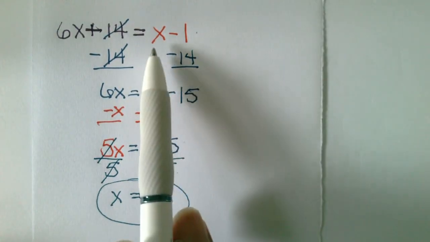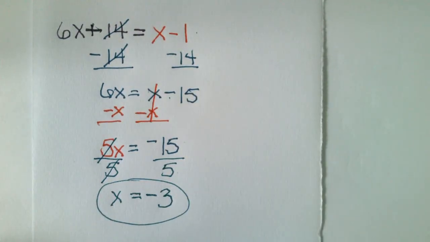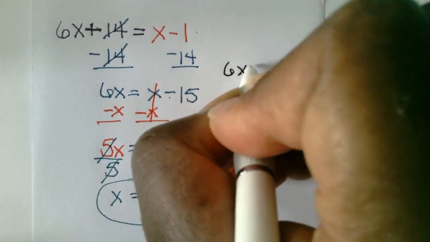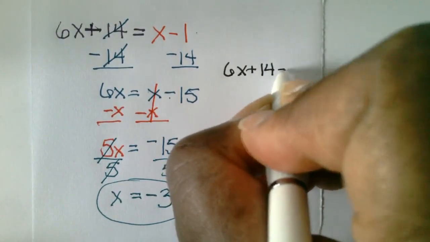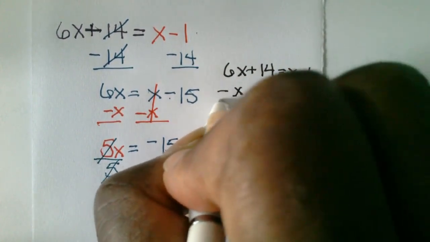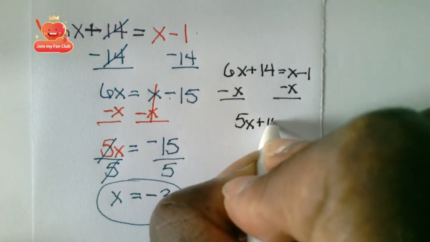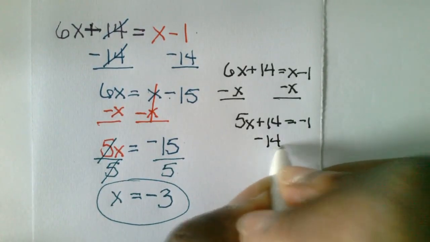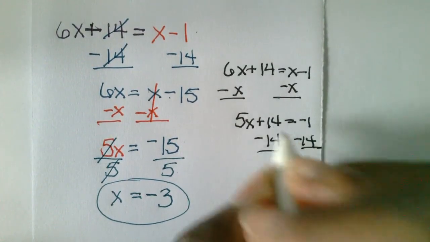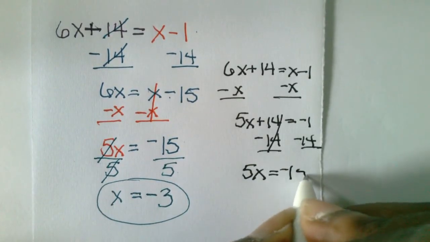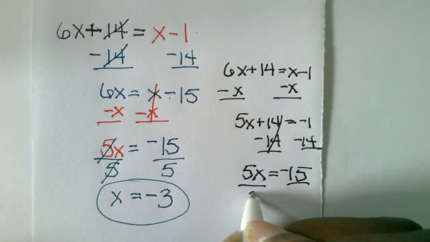Now, if you subtracted the x on both sides, you'll get the same answer. Watch. So if you had 6x plus 14 equals x minus 1, if I subtracted the x on both sides, then I would get 5x plus 14 is equal to negative 1. Then I will subtract 14 on both sides. Then I would get 5x is equal to negative 15. Divide both sides by 5.